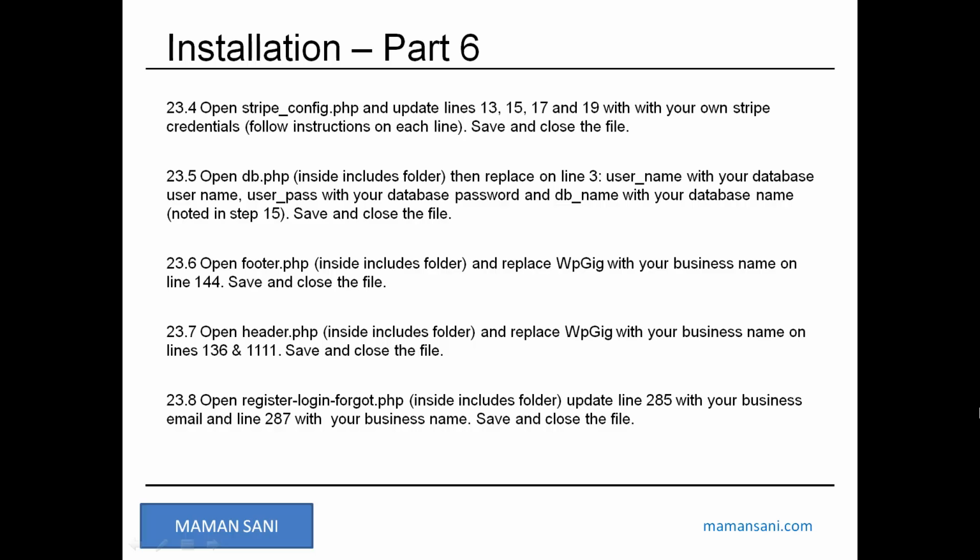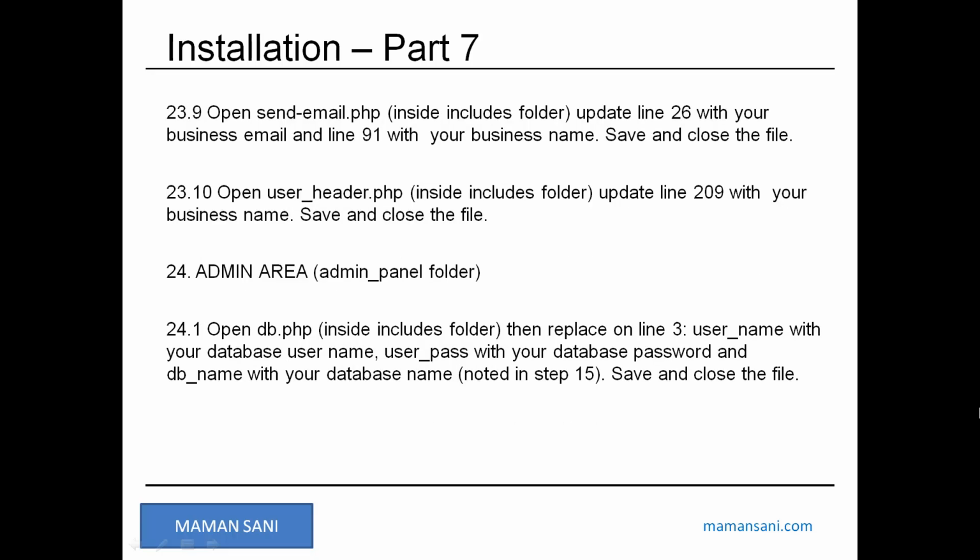Open footer.php inside includes folder and replace WpGig with your business name on line 144. Save and close the file. Open header.php inside includes folder and replace WpGig with your business name on lines 136 and 1111. Save and close the file. Open register-login-forgot.php inside includes folder. Update line 285 with your business email and line 287 with your business name. Save and close the file.